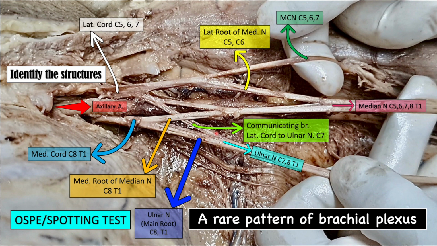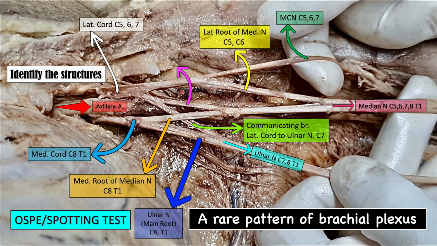Otherwise, the ulnar nerve has to get C7 from the lateral cord or from the lateral root of the median nerve. No other options, because the medial cord has only C8, T1. Got it? So that's how the ulnar nerve always gets a communicating branch from the lateral cord or from the lateral root of the median nerve. Okay, now the next spot.